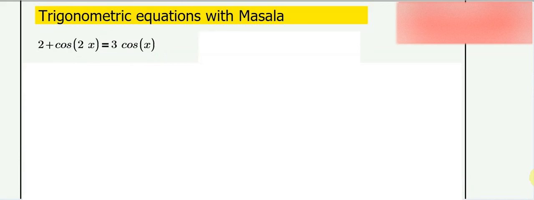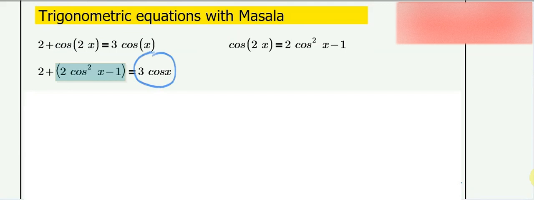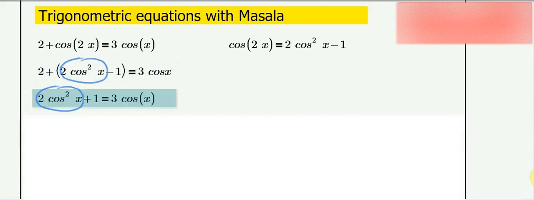The one that I'm going to use is that cosine of 2x can be replaced with 2 cosine squared of x minus 1. And again, that's still equal to 3 cosine of x. In this problem, basically you have a quadratic equation involving cosine. So if we get rid of our parentheses and just reorder things, I'll have a 2 cosine squared of x and positive 2 and minus 1 is going to be positive 1. We still have our 3 cosine of x on the right side.